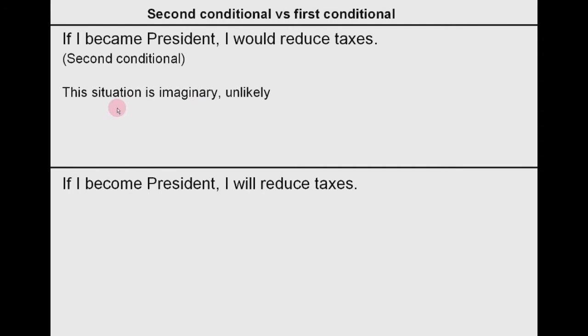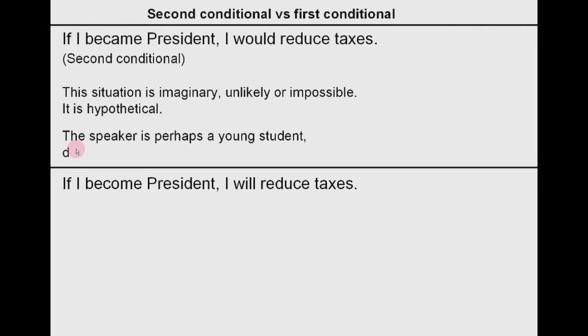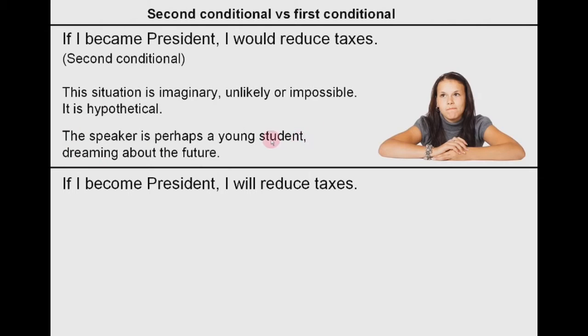So this situation is imaginary, unlikely, or impossible. It is hypothetical. Look at the form. We have used the past simple. And then we have I would reduce. So it's the second conditional. It is hypothetical. Therefore, the speaker is perhaps a young student dreaming about the future. You see, she's dreaming. So it's hypothetical. It's an imaginary situation. So she's using the second conditional to describe her thoughts.